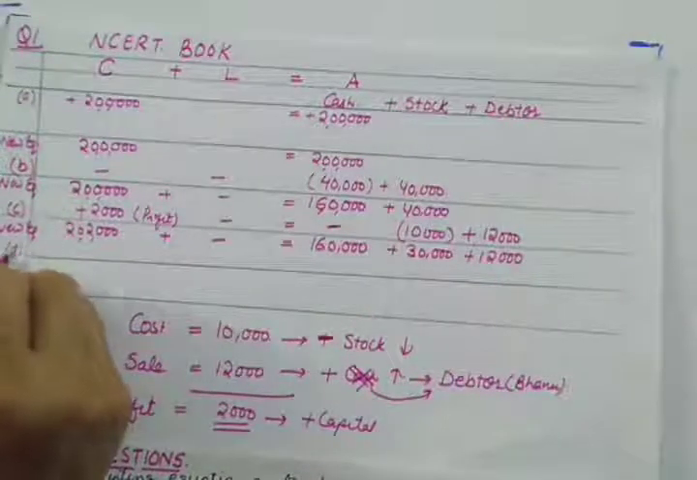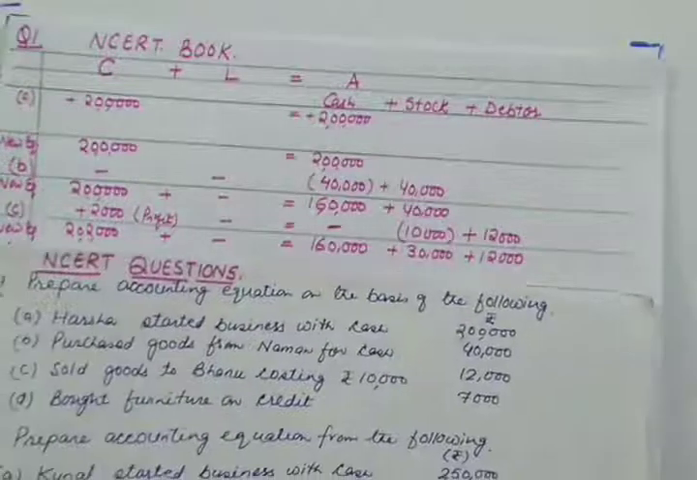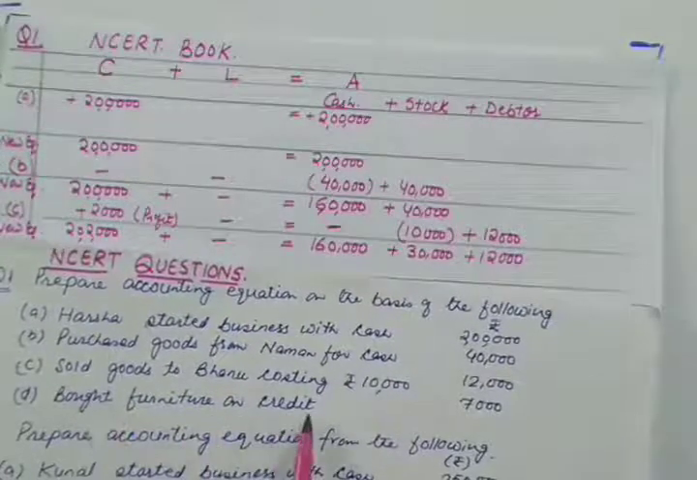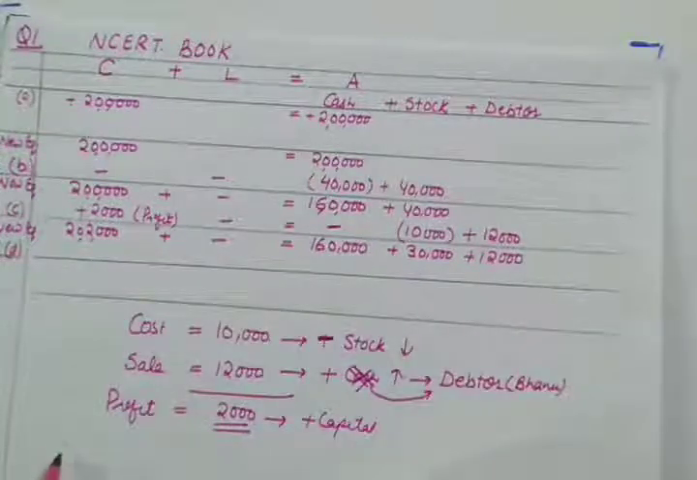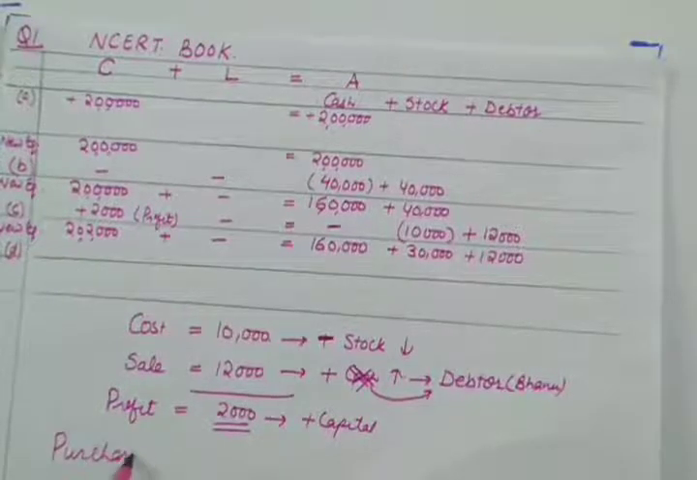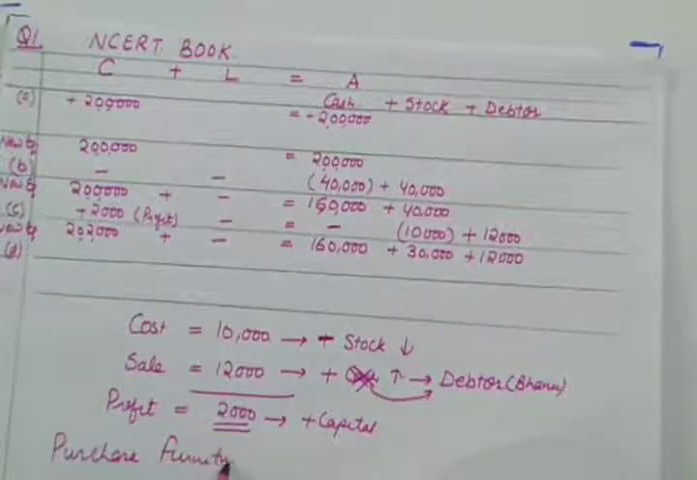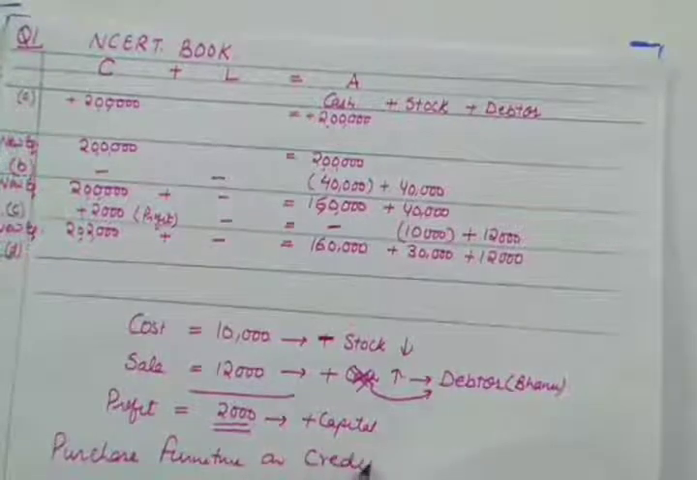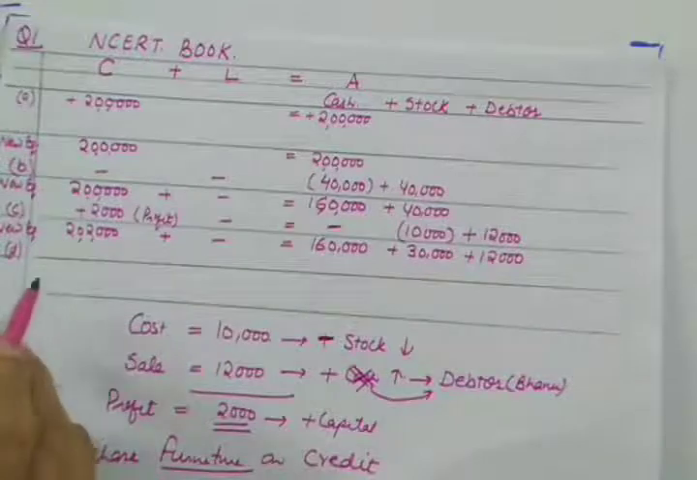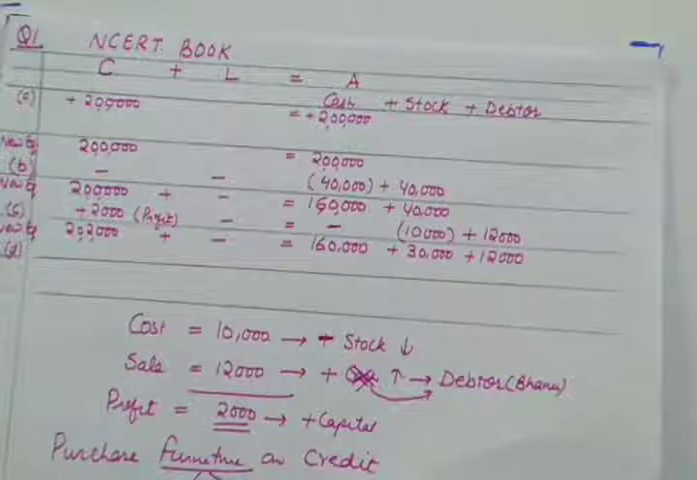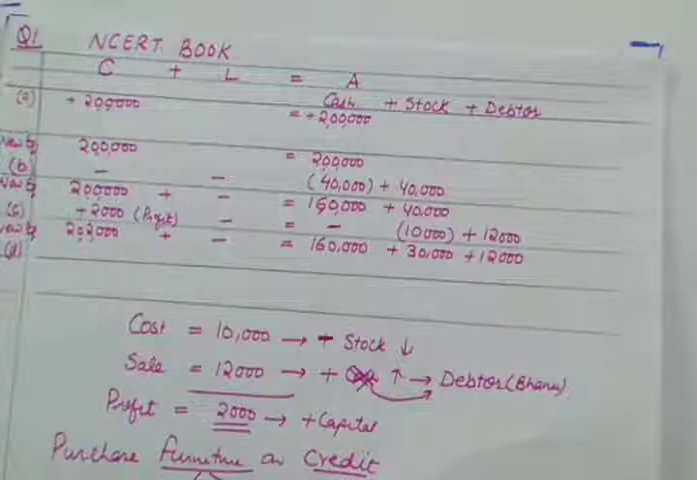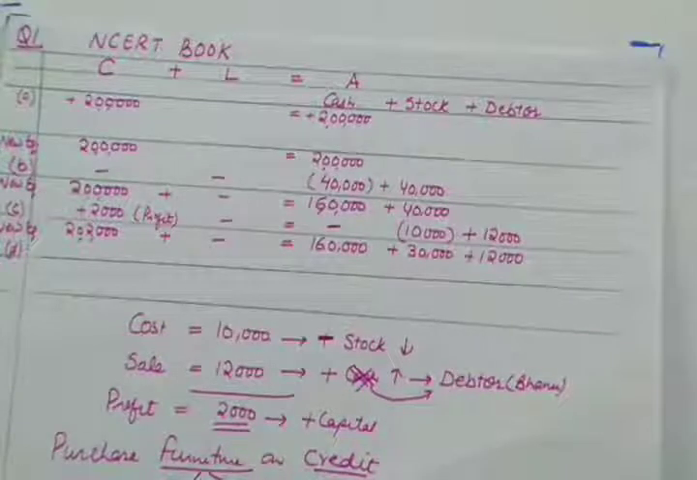Now let us see the impact of last transaction. What is your last transaction? Bought furniture on credit, rupees 7,000. So what will happen when you purchase furniture on credit? Purchase furniture on credit. So furniture is your asset, it is not your expense. So no impact on capital. So on one side your asset will increase because you are buying on credit. So what is the second aspect? Your creditors will increase. So increase in asset, increase in creditors.